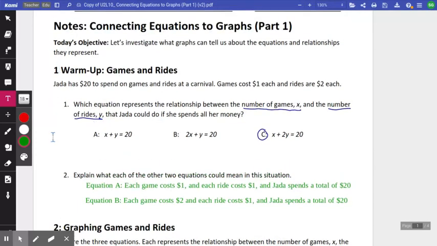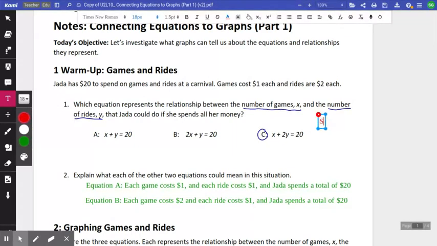Before we leave our warm-up, I want to point out something about these three equations. When we look at these three equations, notice they all are in a similar form. We call this form standard form. Standard form is any equation with two variables, which all of these have, x and y. Any equation with two variables that is in the form ax plus by equals c, where a, b, and c are all numbers, and x and y are just x and y.